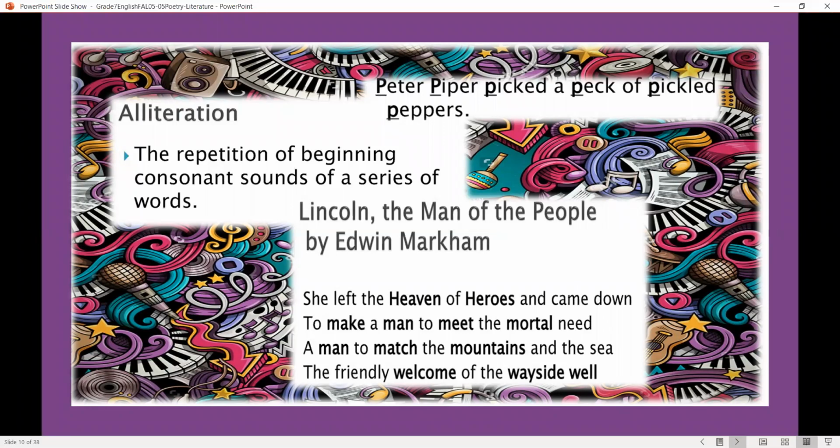She left the heaven of heroes and came down to make a man to meet mortal need, a man to match the mountains and the sea, friendly welcome of wayside well. What are we repeating there? Where's our alliteration in that one?